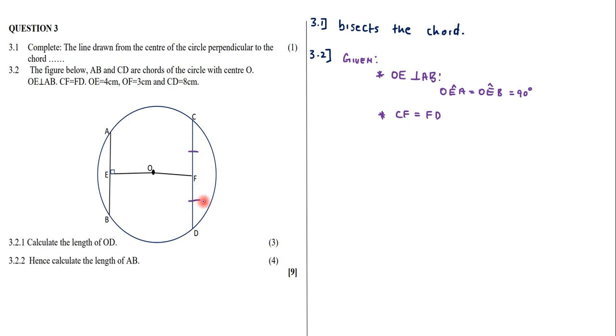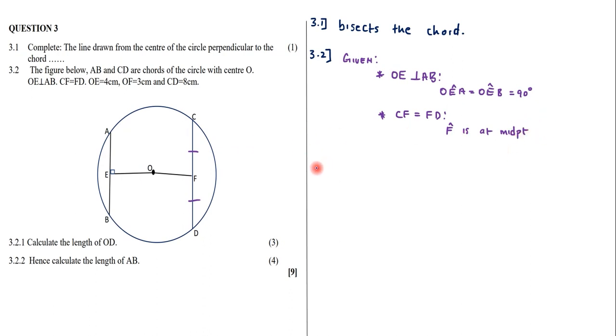If CF is equal to FD, this basically means F is the midpoint of CD. Because of that, we have a theorem that states that a line drawn from the center to the midpoint of a chord is perpendicular to the chord. That is something we can conclude here. So here I can just say angle F is at the midpoint. This is something that I'm going to be using later on.